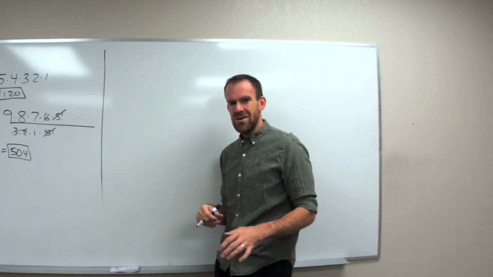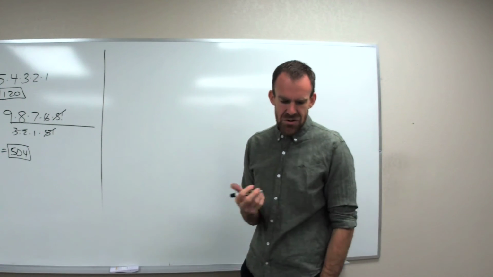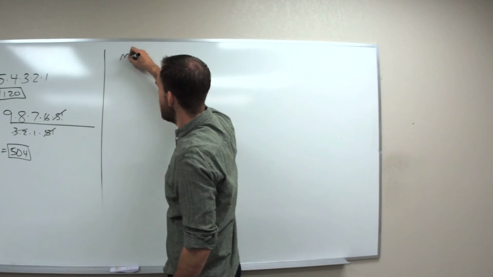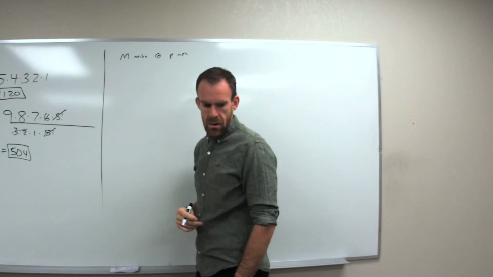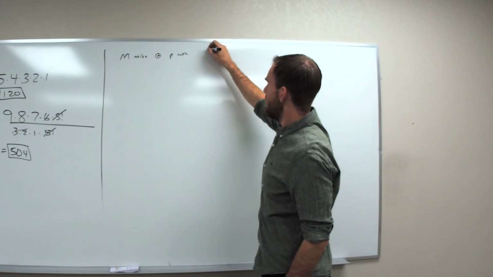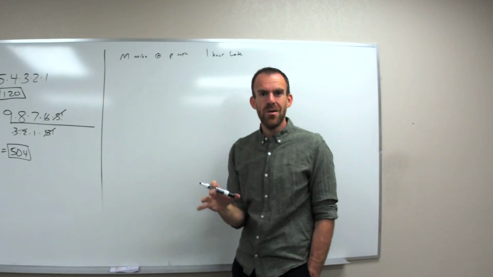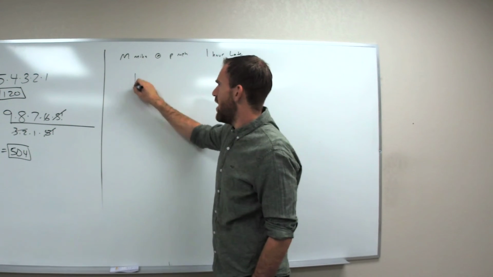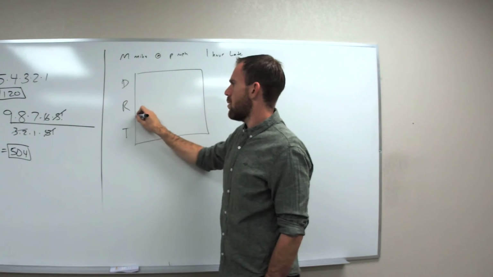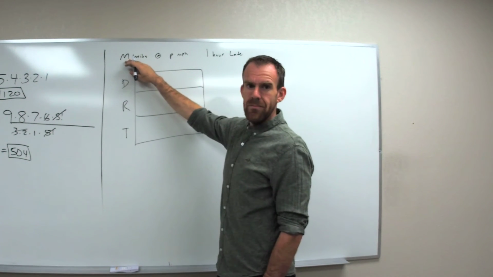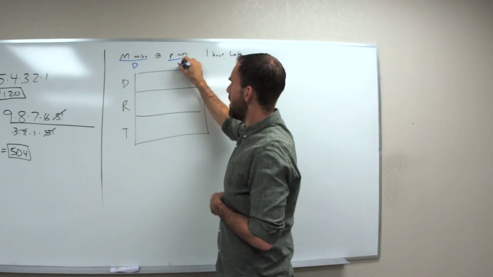So, abstract rate problems are challenging because they don't give you numbers anymore. Here's an example. The train traveled m miles at p miles per hour and arrived 1 hour late. So what I want you to do is stop right there before you ever go on and draw a table. M miles would be a distance. P miles per hour would be a rate.